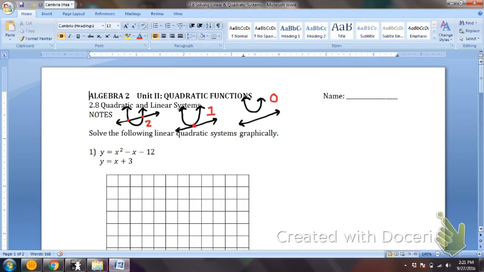Okay, so we might have a system where we have a parabola and a line and they don't touch. So this would be a no solution or zero solutions. Typically, we're going to deal with the one with two solutions. That's the one we're going to deal with most, where they cross at two different points. And I'm going to show you a couple problems where this is actually going to be useful for the real world, right? Like, when would you ever do this?